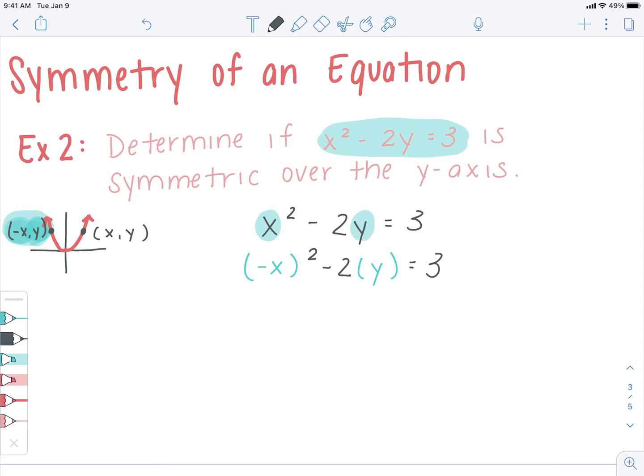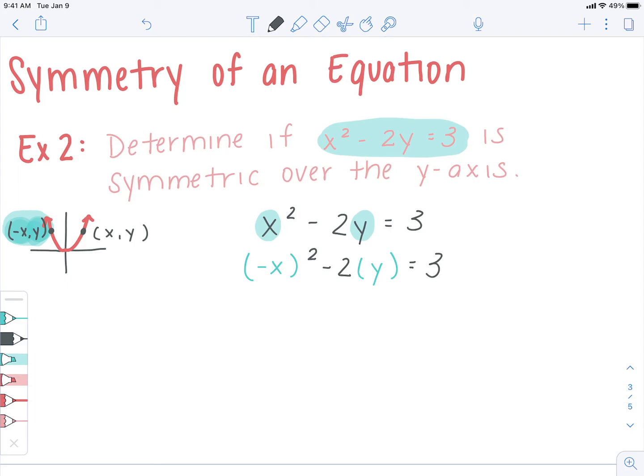Equals still 3. And then what I want to do is see if I can mathematically manipulate the equation to get back to where I started. If I can get back to that original x squared minus 2y equals 3, if I can make it the same as my original, that means it's symmetric. If I can't get rid of that negative sign, or if it ends up looking different, that means it's not symmetric. So I want it to be the same.